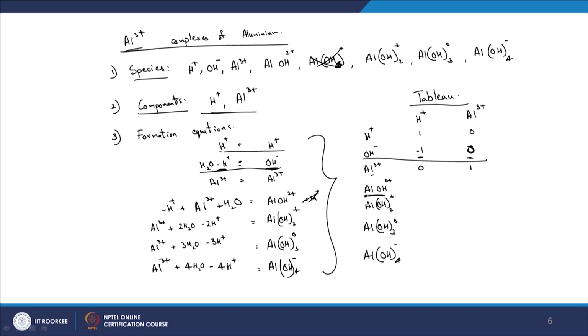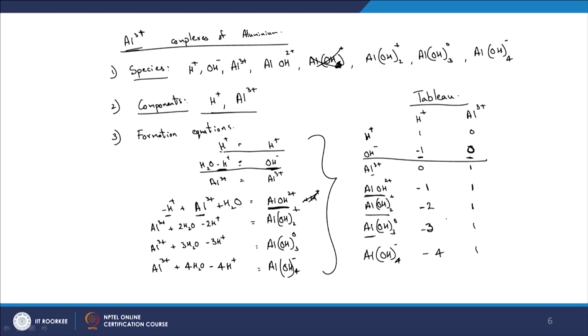How are you forming AlOH2 plus? You need 1 Al3 plus, that is what I am going to write here, and you need minus 1 H plus. So similarly for all the other cases, how can I form AlOH2? I need 1 Al3 plus and minus 2 H plus. And how do I form AlOH thrice? 1 and minus 3, 1 and minus 4.